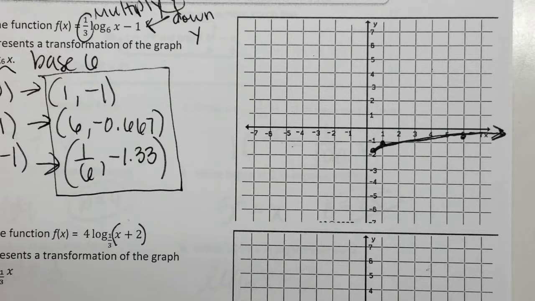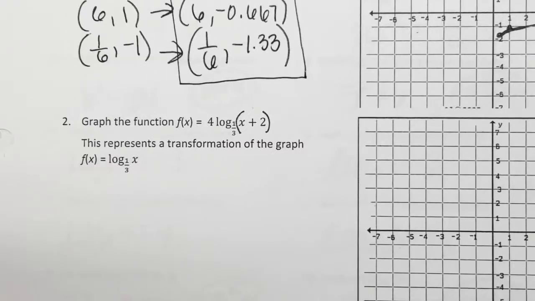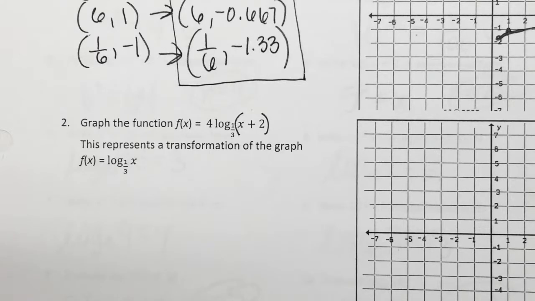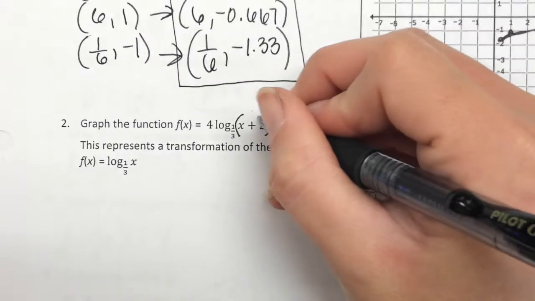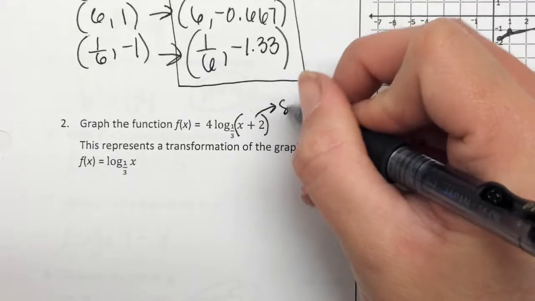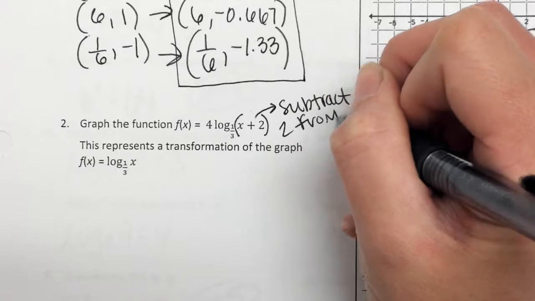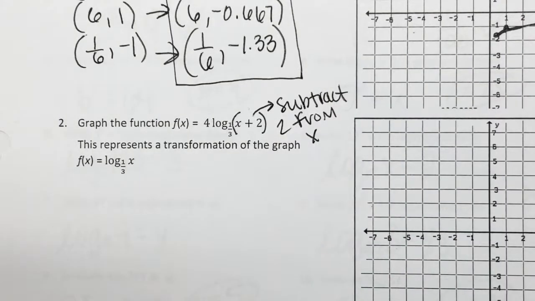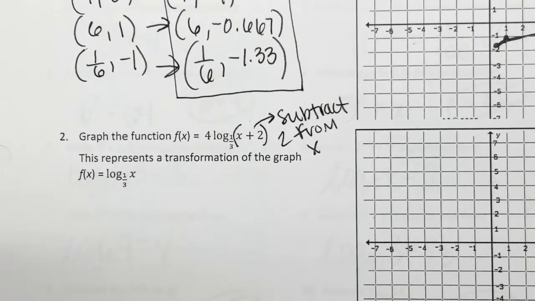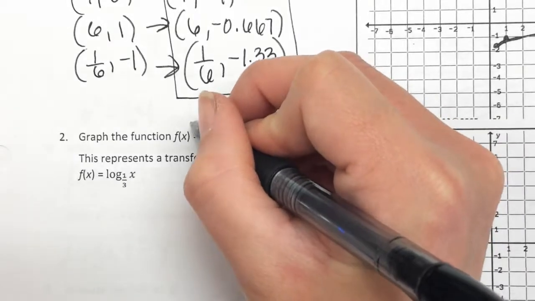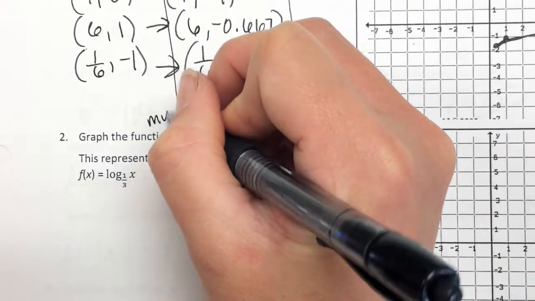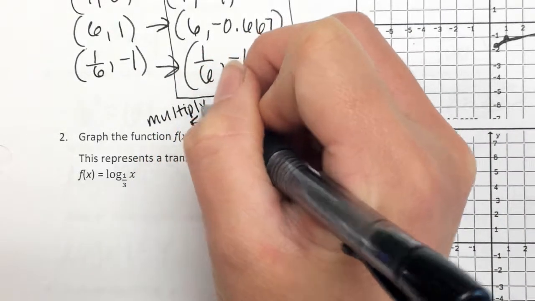Alright, one more together, then you'll do one more on your own. This 2 is affecting what? Your X or Y? X, because it's grouped with X. And remember, X is a joker, so instead of adding 2 to our X values, we're going to do what? Subtract 2 from what values? X. The 4 is being multiplied by what values? Good. Multiply your Y values.